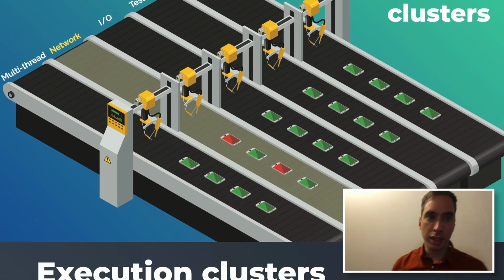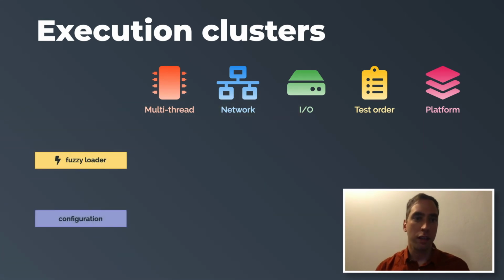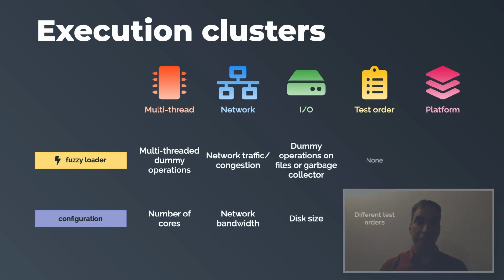More specifically, we envision a dedicated execution cluster for the most common types of test flakiness. Each execution cluster has an associated fuzzy loader that executes dummy operations that perturb the execution of the test, and also a container configuration that specifies the available resources. For example, the fuzzy loader of the multi-threaded cluster executes dummy operations on multiple threads to create resource contention, while the container configuration specifies the number of available cores.